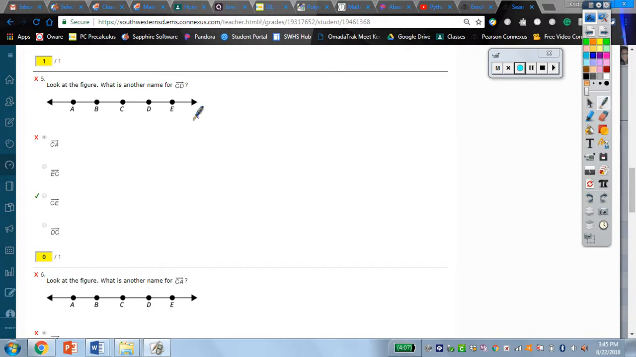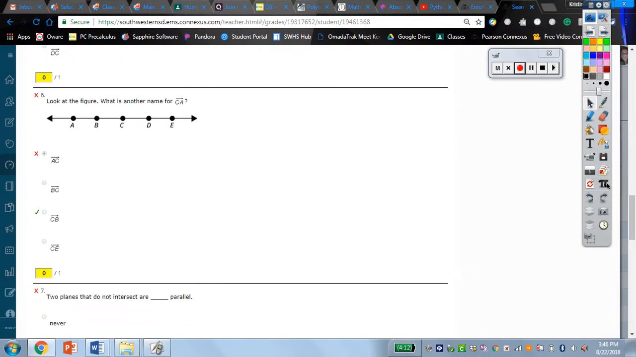That's when you see an arrow on top of two letters. So what this is describing is ray CD, meaning it starts here and goes in this direction towards the D variable, sorry. So when it asks what's another name for it, it's still starting at C, so the answer has to start with C, and it's still going in this direction. So the only other name you could give it would be CE, since E is in the same direction that the original one was going. So that's how you would do another name for that one.